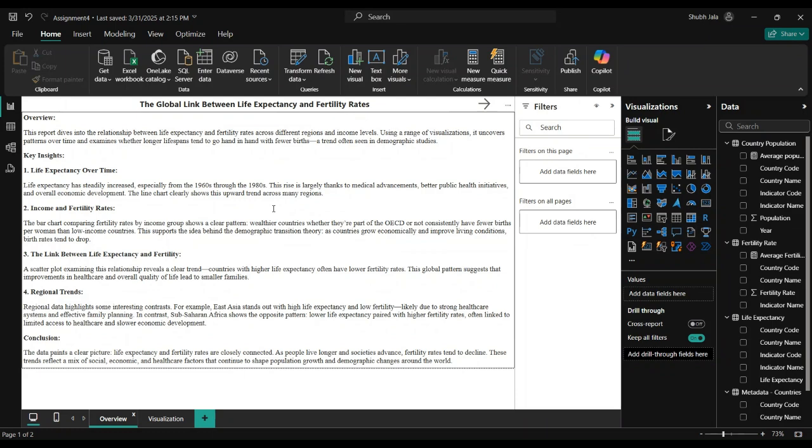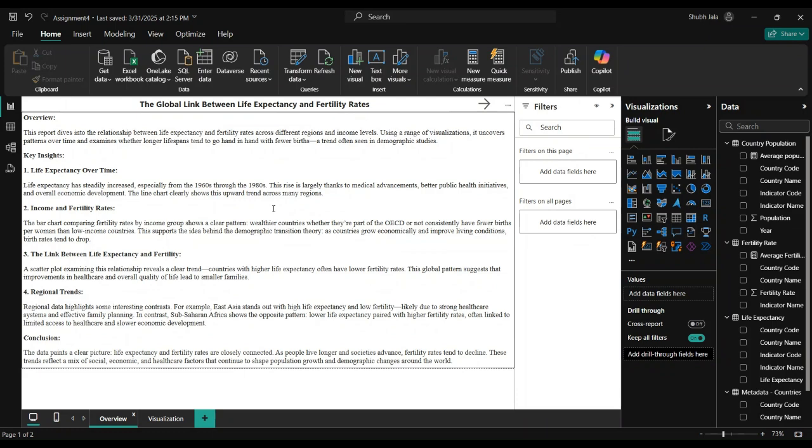After that, the link between life expectancy and fertility. A scatter plot examining this relationship reveals a clear trend. Countries with higher life expectancy often have lower fertility rates. This global pattern suggests that improvement in healthcare and overall quality of life leads to smaller families.